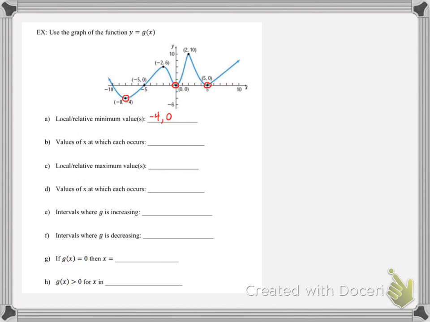So what are the values of x at which my local minimums occur? So what the values are are y's. That's the y value of the function. And where the values occur are x values.